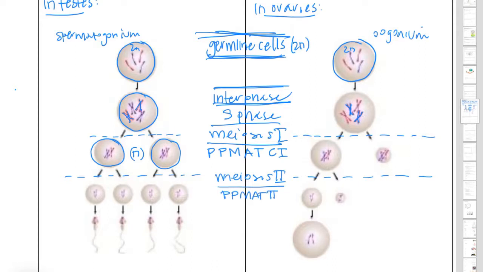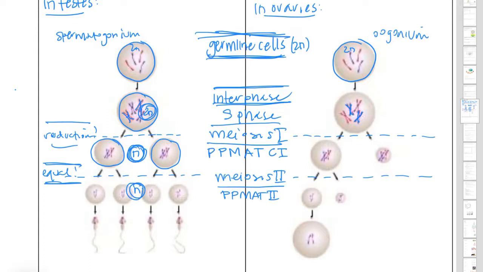And then in this stage right here, this is meiosis 2 happening. So we have meiosis 2, and remember that in meiosis 2, we again have PPMAT, but we designate it with a Roman numeral 2 just to differentiate. Now in meiosis 1, we have a reduction division. This is a reduction in chromosome number. But in meiosis 2, we have an equal division, so we don't change the chromosome number at all.